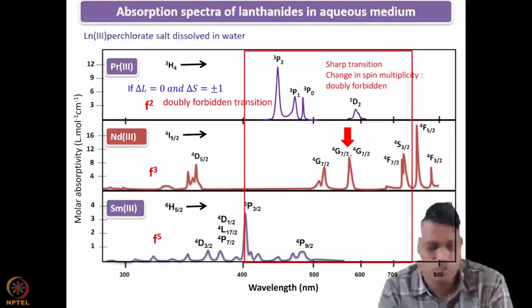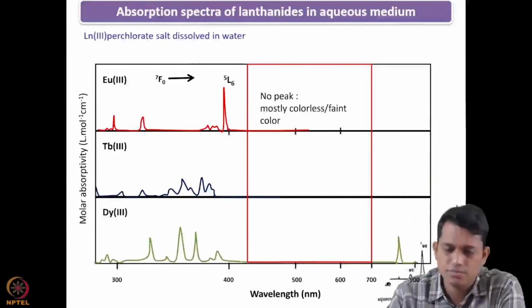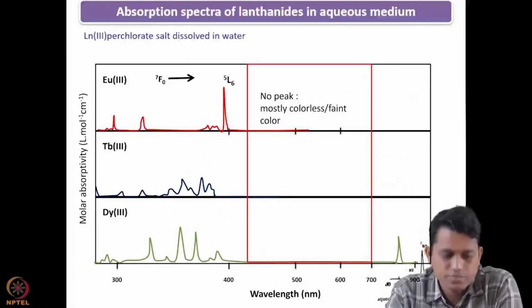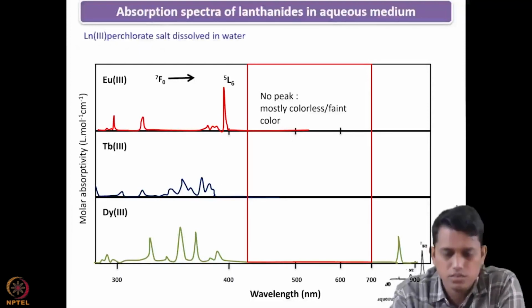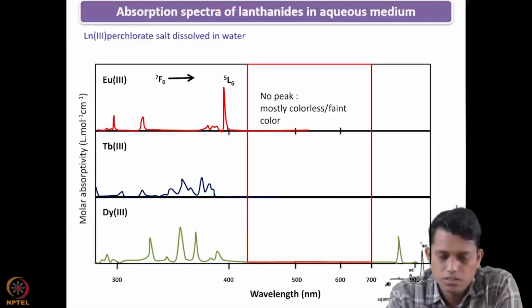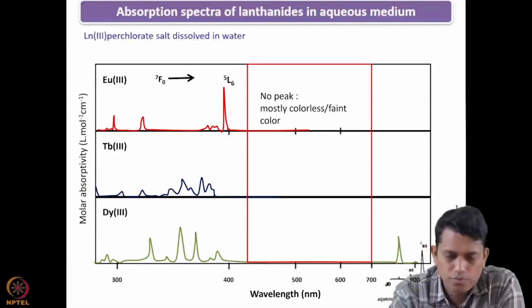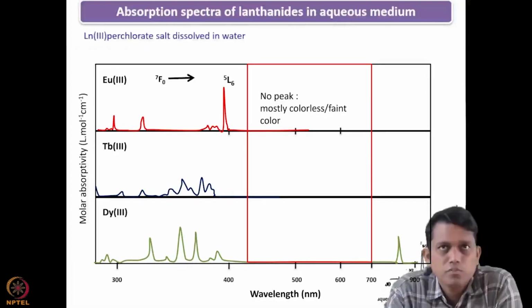I will again show you the spectra of samarium, and in a very similar way you can see the spectra of other ions such as europium. And here you just remember this peak. It's a very important peak when we talk about luminescence spectroscopy. Just remember that you have a transition from 7F0 to 5L6, and that happens around 394. If you see, this is around 394. So this is one of the most prominent peaks in the europium 3 spectrum.